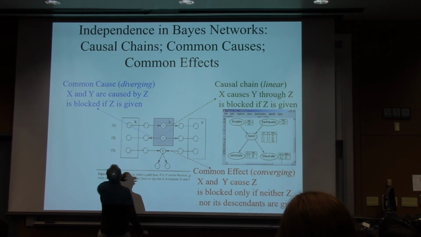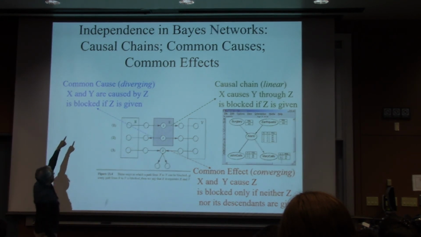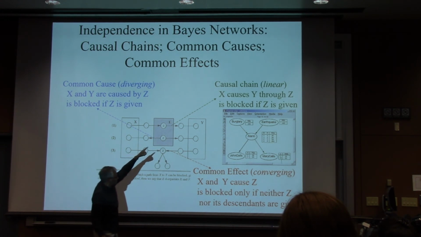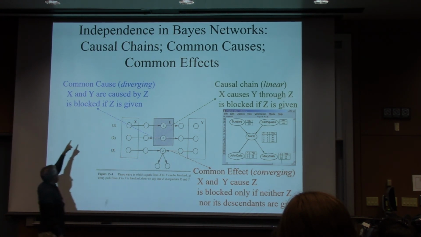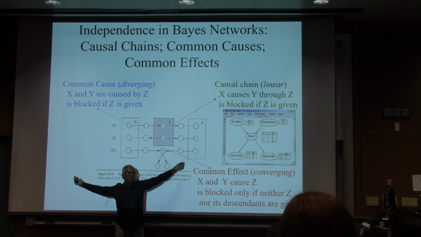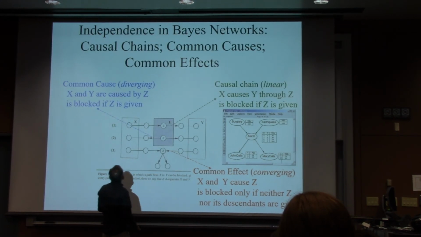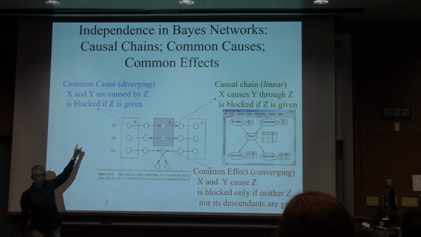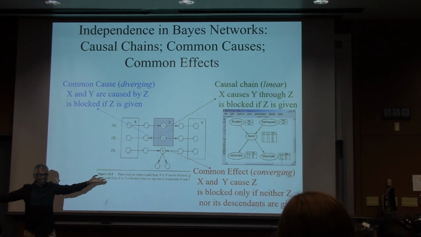A path also can be a common cause path. I'm sorry, this is a causal path, this is a causal chain path. There is a common cause path where, when the path from these nodes to these nodes touches an evidence node, at the evidence node the arrows are going out in both directions. That would be called the common cause path. So Z is causing both X and Y in essence.